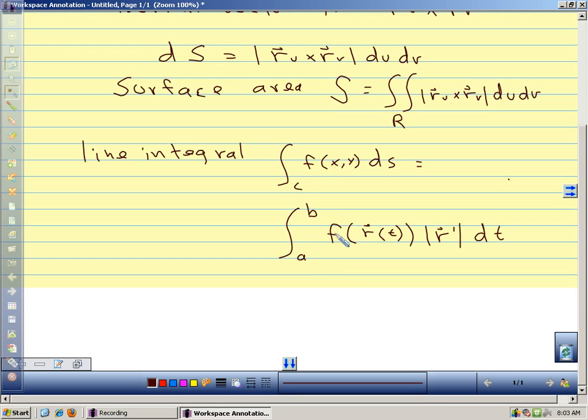So this is our function multiplied by our little section of arc length, and we're summing that along the curve. This is how we defined our line integral. We're going to do something similar with a surface integral. So with a surface integral, this is our integral of a little element of surface, and we want to sum the value of a function times that little element of surface over the entire surface. So the same kind of idea.